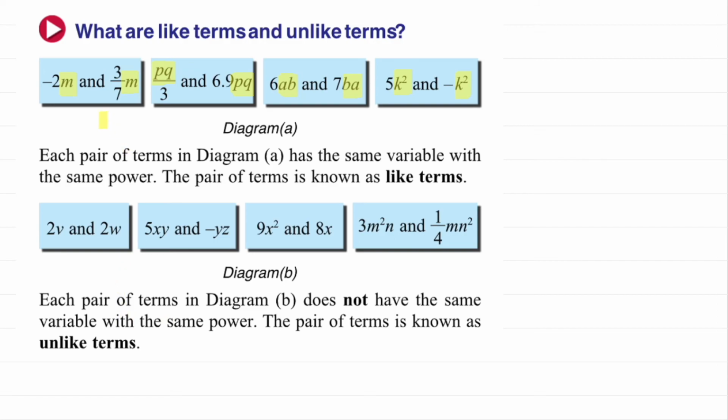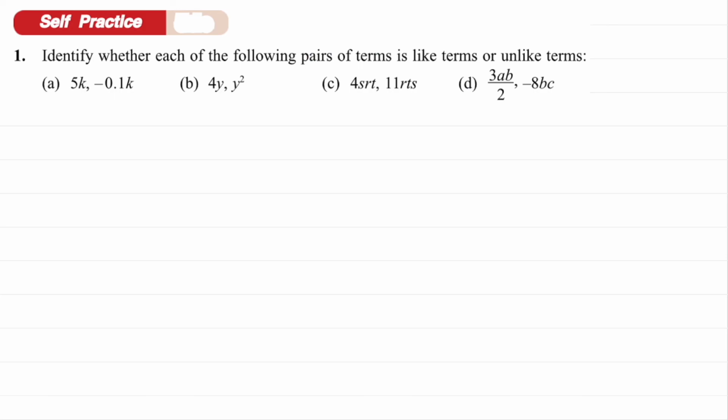Tengok diagram B pula. Dia ada 2V, 2W. X, Y, Y, Z. X square, X saja. M square N, MN square. So, setiap daripada pair ni mengandungi variable yang different, yang berbeza. So, bila dia berbeza, kita panggil dia sebagai unlike term. Okay. So, ada dua benda like dengan unlike term. Contoh. Identify whether each of the following pairs of term is like or unlike term.